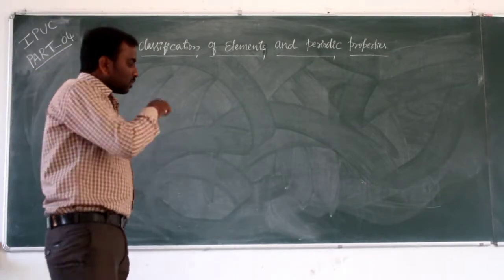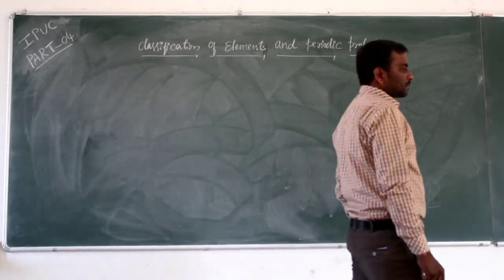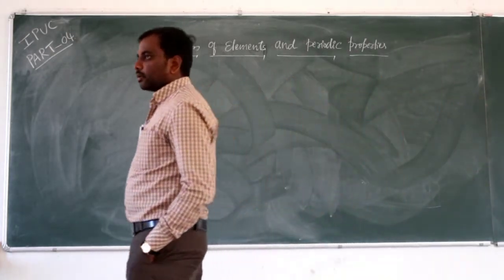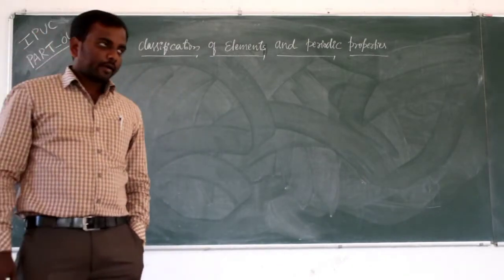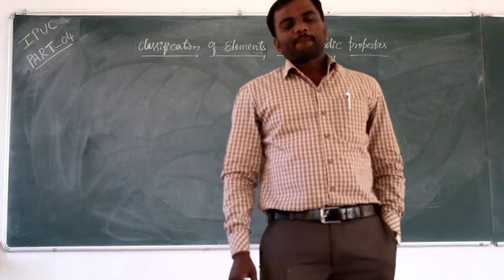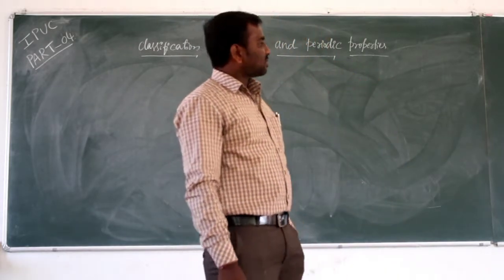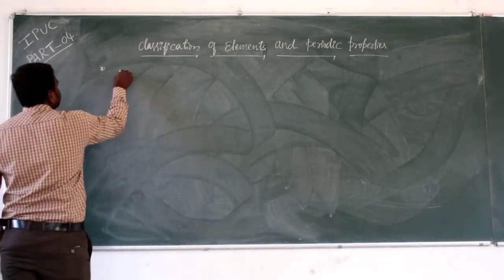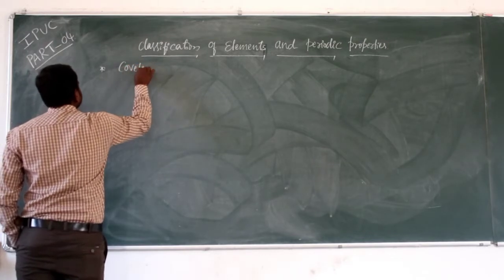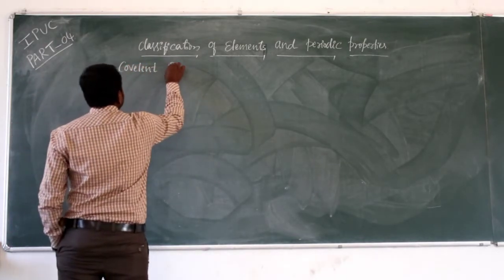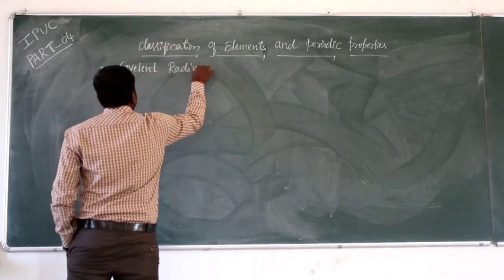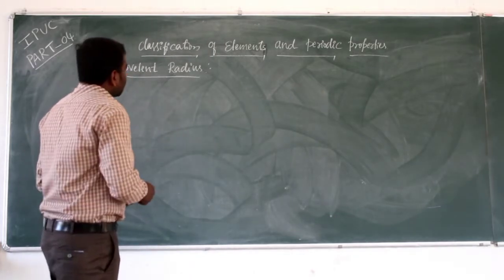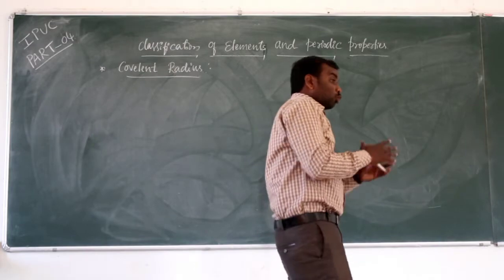In the previous class, we discussed some periodic properties. The first one is periodicity, and another one is atomic radius. Today in this class we discuss covalent radius, one more property. Covalent radius. Right? So already we know atomic radius.